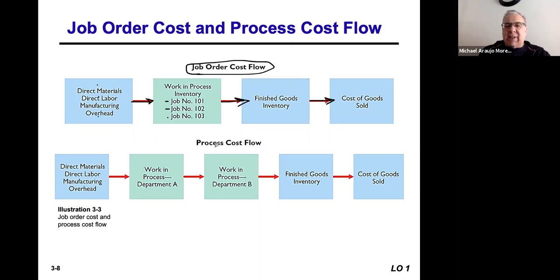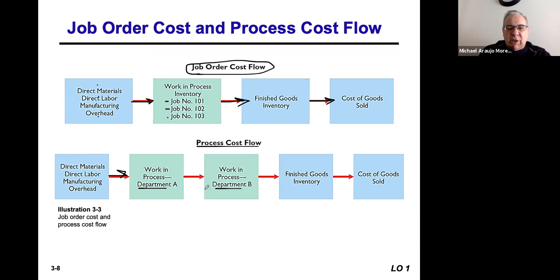What you'll notice that's different about process cost is the direct materials, labor, and manufacturing overhead will be allocated by department, by process, and it's usually by department. This department does this, then it moves to this other department, they do that, and it kind of goes on.